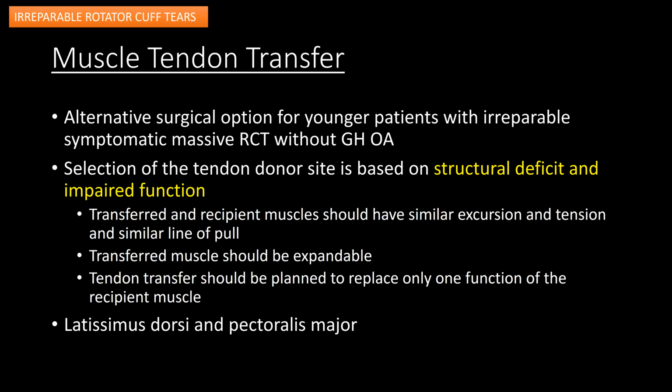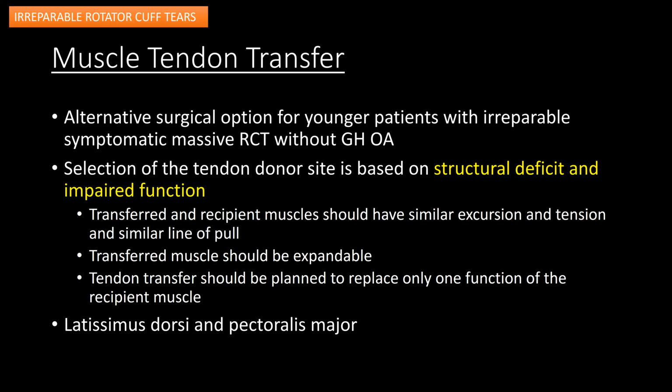There are important principles which I found very interesting, so I just want to mention them here when considering designing the tendon transfers. The transferred and recipient muscle should have similar excursion and tension and similar line of pull. The transferred muscle should be expendable, and the tendon transfer should be planned to replace only one function of the recipient muscle. For example, if there is a deficiency in the posterior superior rotator cuff, latissimus dorsi is a good candidate, or even teres major.